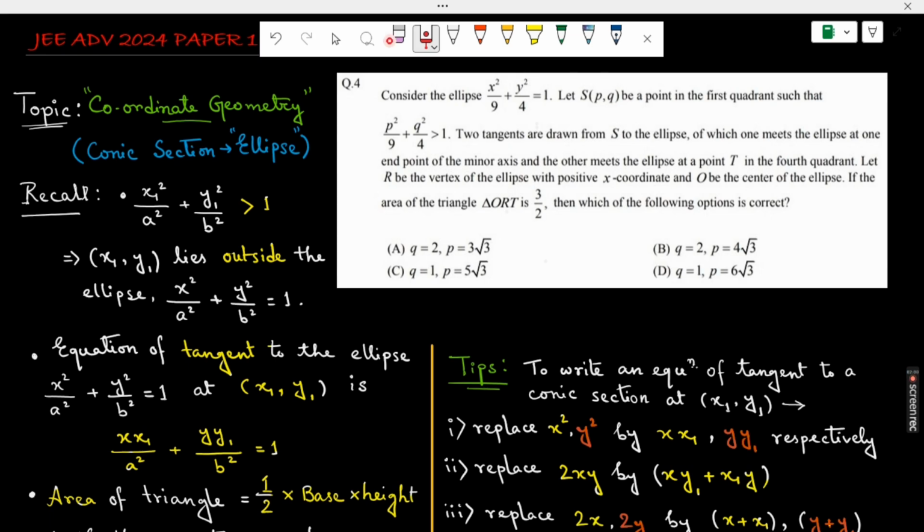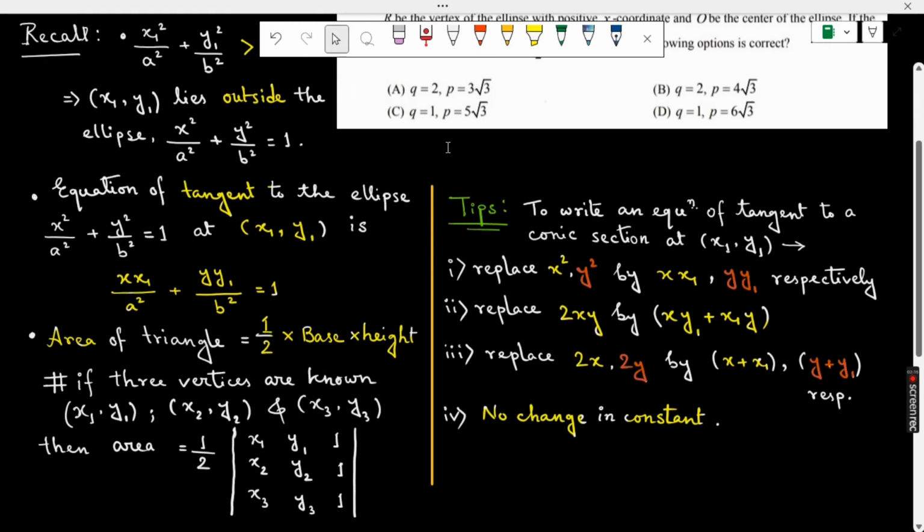So the equation of the tangent to the ellipse x square by a square plus y square by b square equals 1 at x1 y1 is x x1 by a square plus y y1 by b square equals 1. But how to remember that, how to write the tangent equation? So let's recall the tips to write an equation of tangent to a conic section at x1 y1.